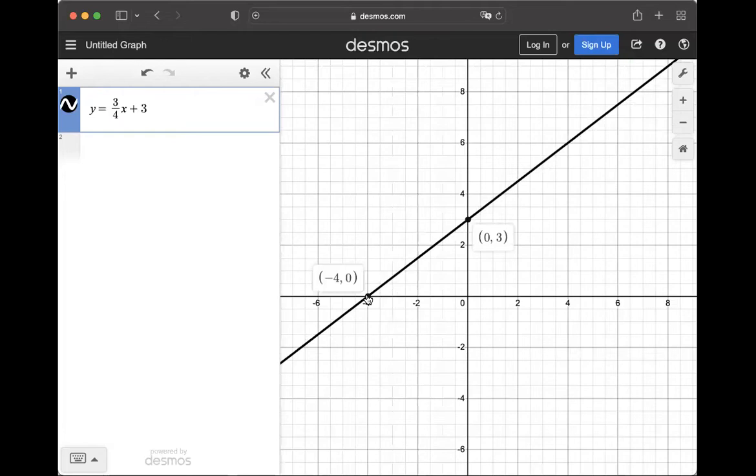They highlighted this point and this point. So those are 2 points, the x-intercept and the y-intercept. Those happen to be whole numbers for this graph. This just means that when x is 0 for this equation, y will equal 3. When y equals 0, x will equal -4 for this equation.